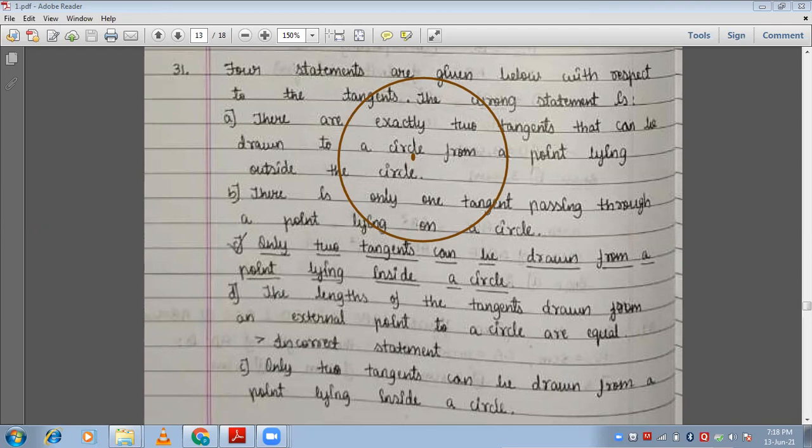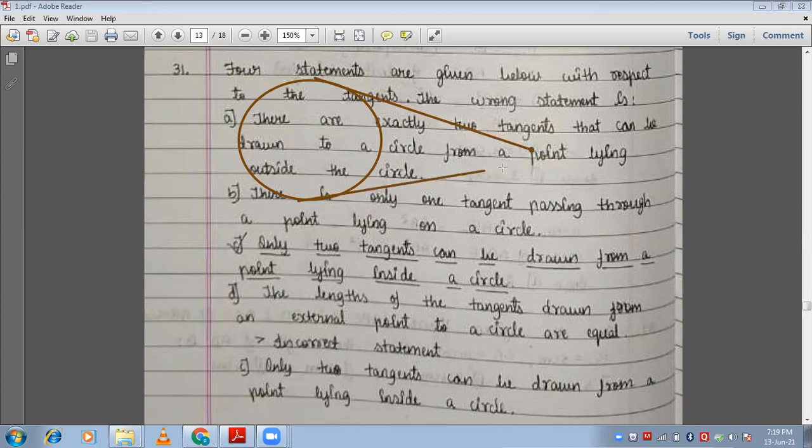Let me check the fourth option. Yes. The lengths of the tangents drawn from an external point to a circle are equal. This is obviously equal according to the theorem. So this is a circle, this is the external point. Draw the tangents for this one. These both tangents are equal according to the theorem. So option 4 is also correct. So here the wrong statement is option C. Next sum.